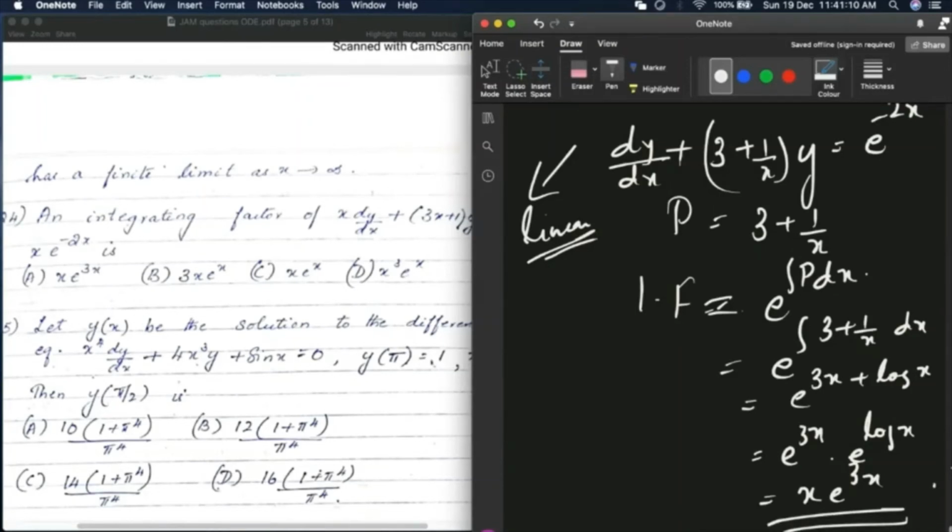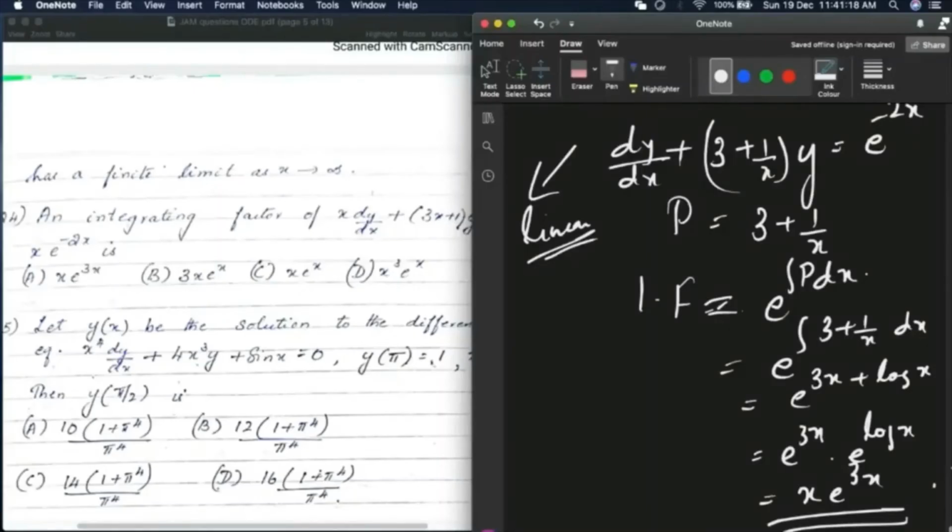Whenever it's linear, you are finding the integrating factor and making it exact and then writing the solution. But instead, we have a direct formula: y into integrating factor is integral of q into integrating factor dx plus c. That's actually derived from your original equation only.